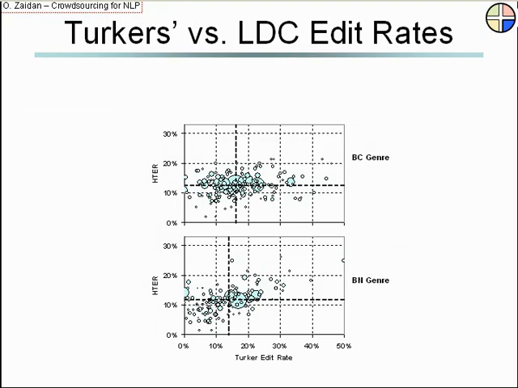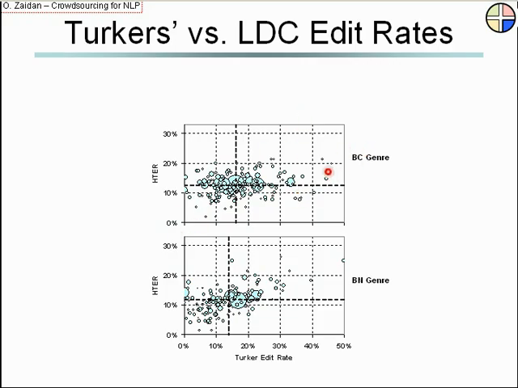So I'm showing here a pair of bubble charts, and again each data point represents a single editor, and the size of the data point represents how much editing they've done for us. On the x-axis is the edit rate for the Turker, and on the y-axis is the edit rate of the professional LDC editor. So what you'd like to see in this figure is a lot of data points along the x equals y line. Now you see some of that happening in the broadcast news genre, right? So there is somewhat of a pattern that looks like x equals y. In the conversation genre, though, it does not happen.